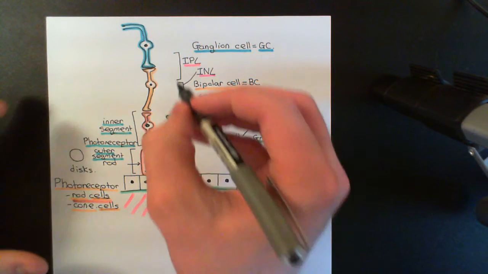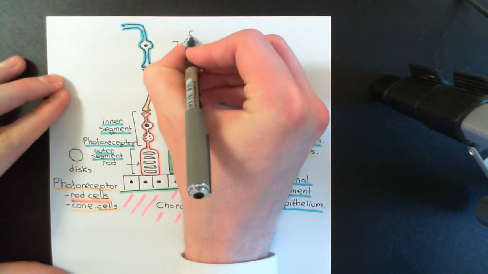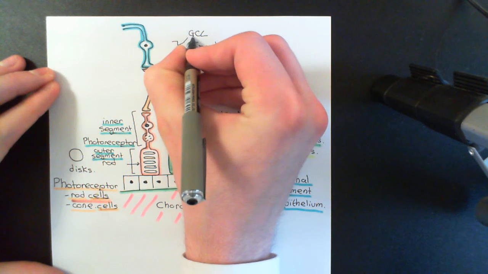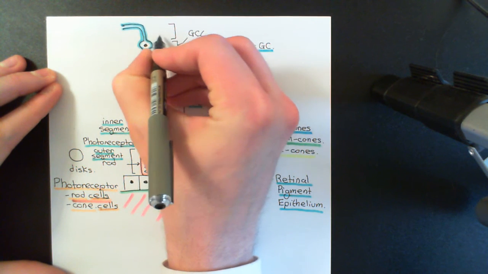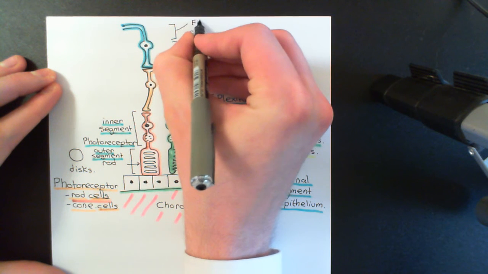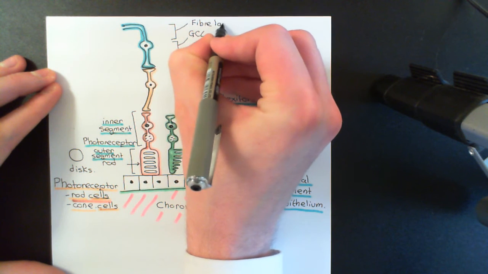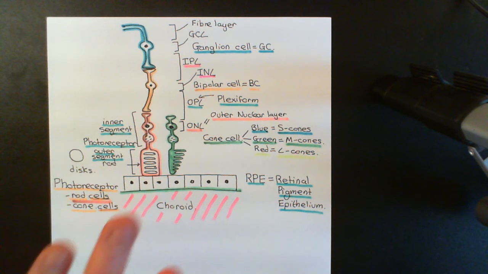Then we've got another cell body layer, and this is called the ganglion cell layer, so GCL for short, ganglion cell layer. And then finally we've got the layer that contains all of the axons from the ganglion cells, which is known as the fibre layer. So this is the fibre layer up there. So those are all the different layers of the retina, given their old histological names.